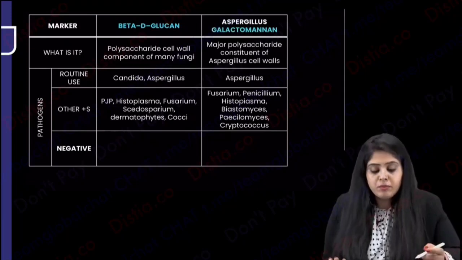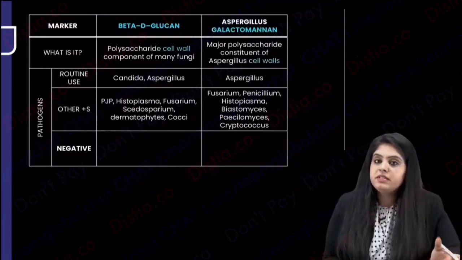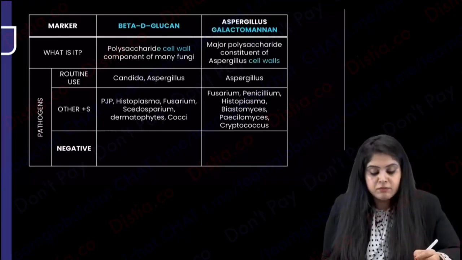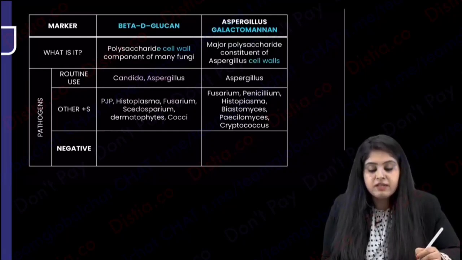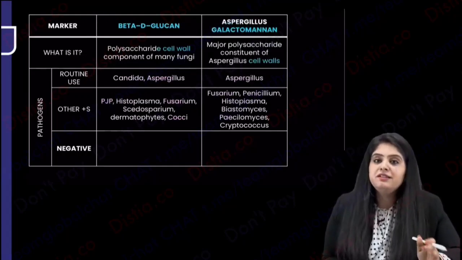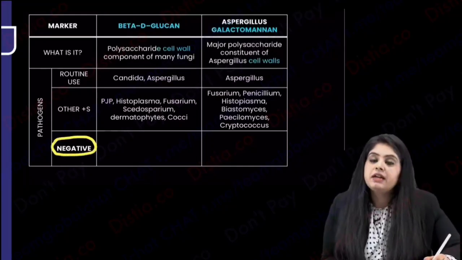What are these? These are components present in the cell wall. The cell wall of fungi has beta-1,3-D-glucan and galactomannan. Beta-1,3-D-glucan is positive in Candida, Aspergillus, Pneumocystis, Histoplasma, Fusarium, dermatophytes, even cocci. Oh my god, so many things it is positive in. Same for galactomannan: it is in Aspergillus, Fusarium, Penicillium, so many things. Can anyone possibly learn this? Not at all. So let's take the easier route. Let's find out what it is not going to be positive in. That will solve half my life.